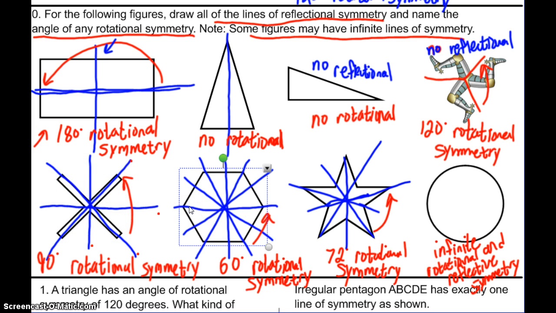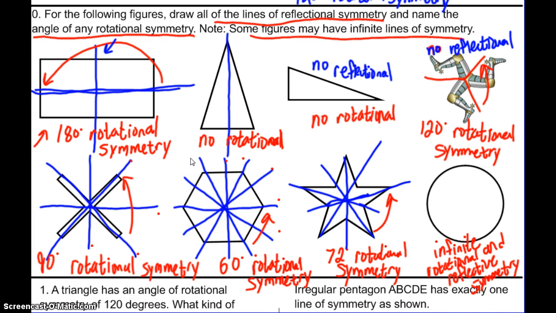This hexagon has, looks like 6 lines of symmetry. 1, 2, 3, 4, 5, 6. 6 lines of reflexive symmetry. And 60-degree rotational symmetry. Again, if we move that only 60 degrees, we get the same hexagon.